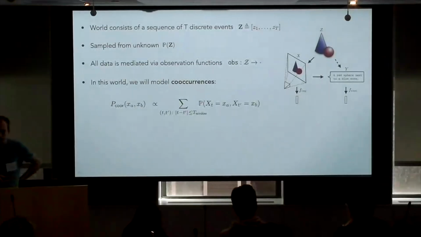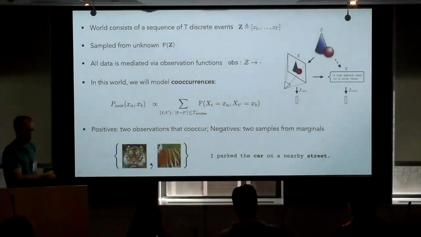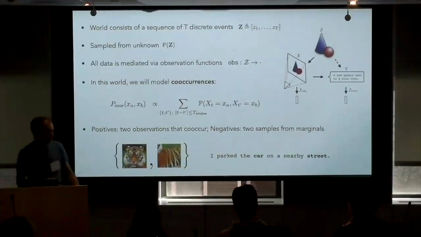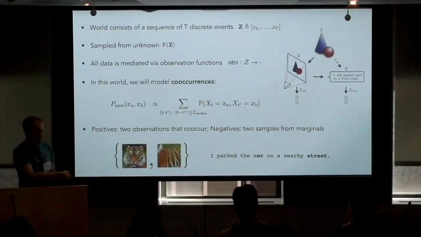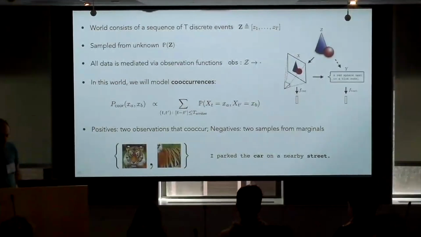And we're going to model co-occurrences. So we're going to model co-occurrences over the observed data. This could be, for example, co-occurring patches in an image, co-occurring frames in a video, co-occurring words in a sentence. You probably will recognize that many of our favorite self-supervised models operate on data like this. They try to model something about aligning or bringing together two data points which co-occur in space or time.